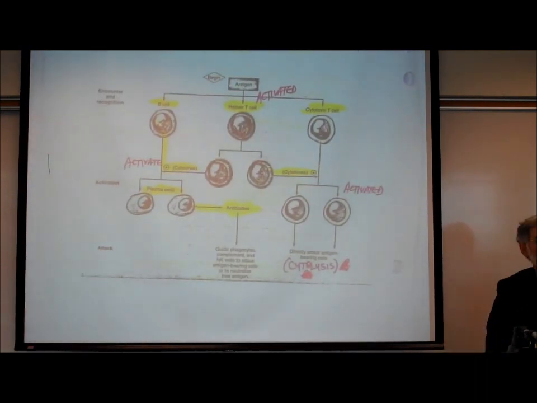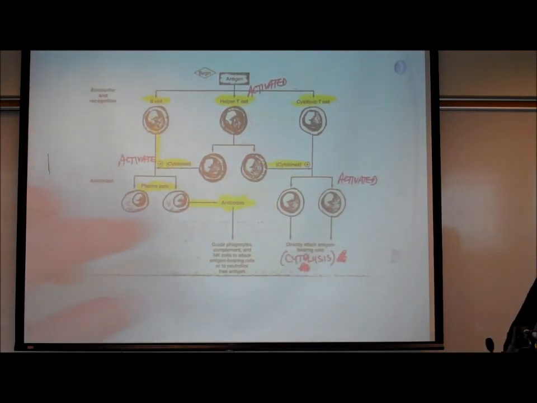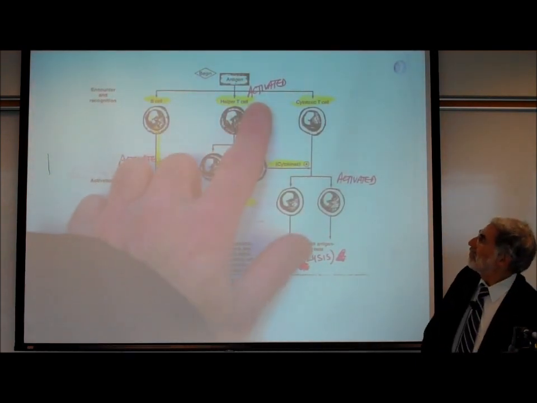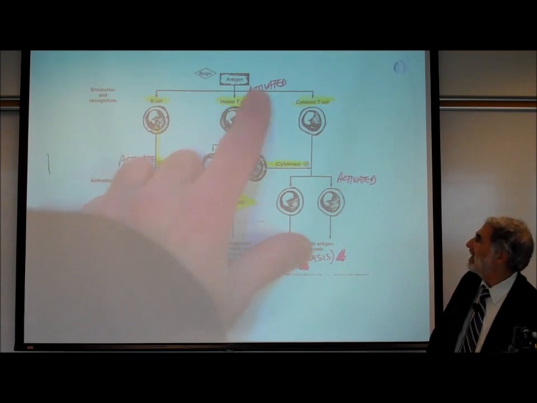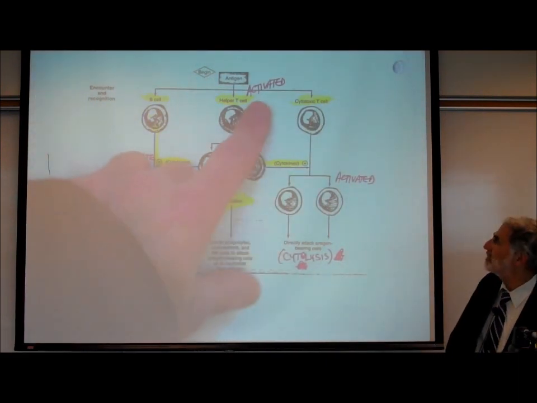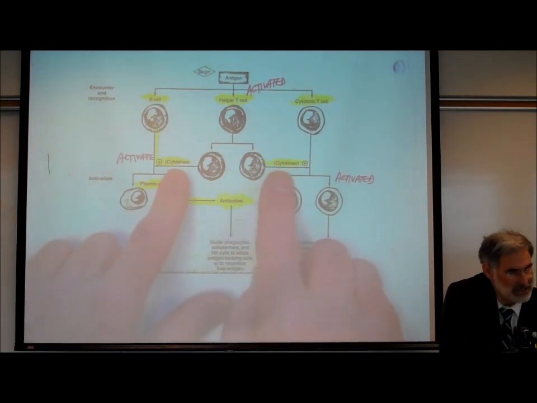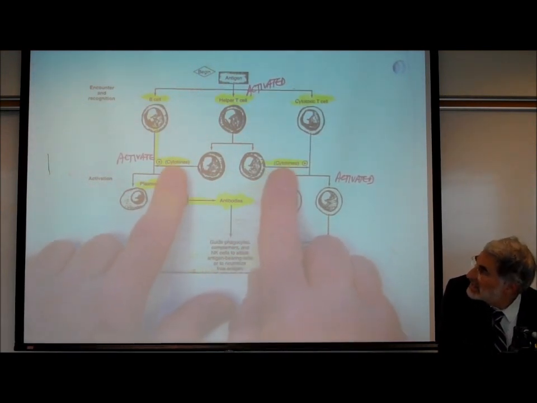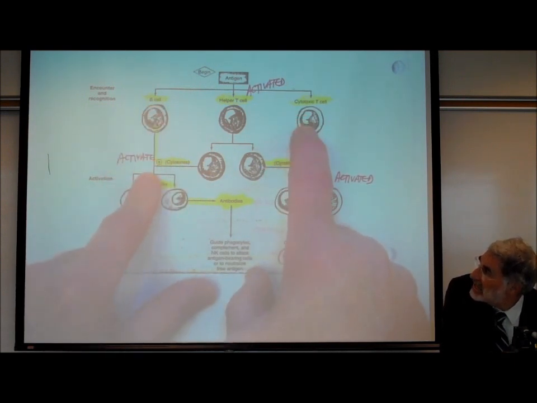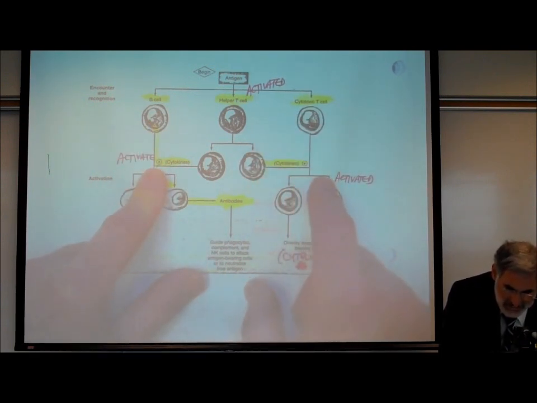All right. Now, when you take micro, you will hear all about this subject in far, far greater detail. But for the purposes of this class, here's what we want to say. When the helper T cells are activated, and I'll tell you a little bit about how they're activated, they release chemicals called cytokines. These cytokines activate both the B cells, which produce antibodies, and the cytotoxic T cells.